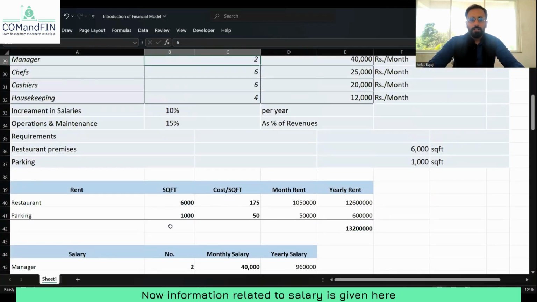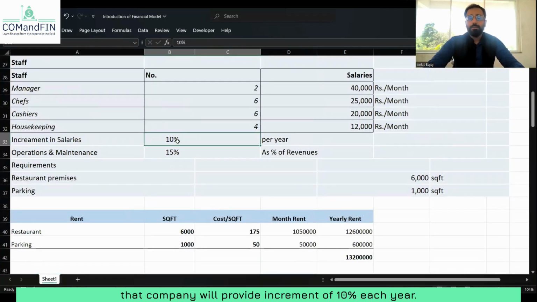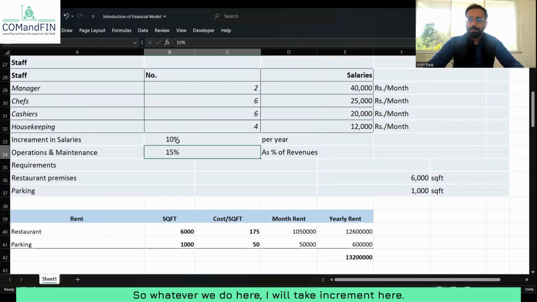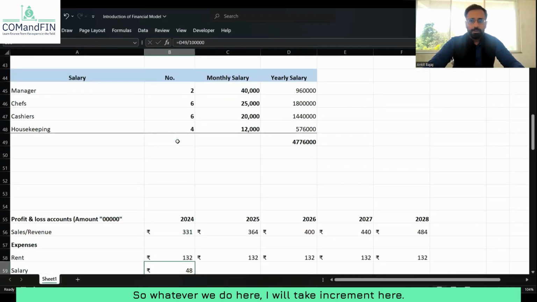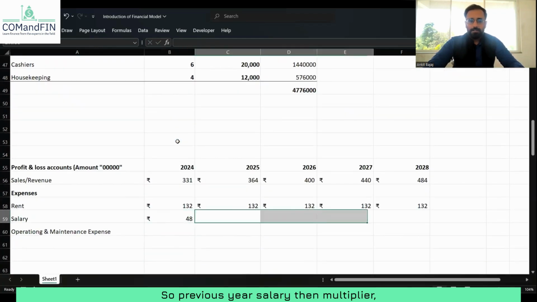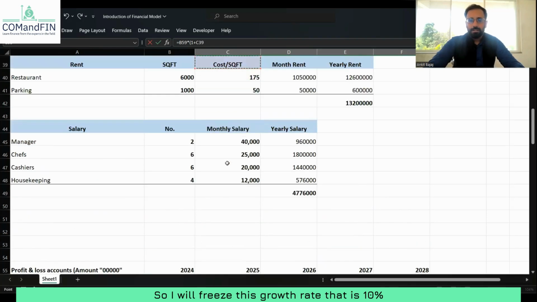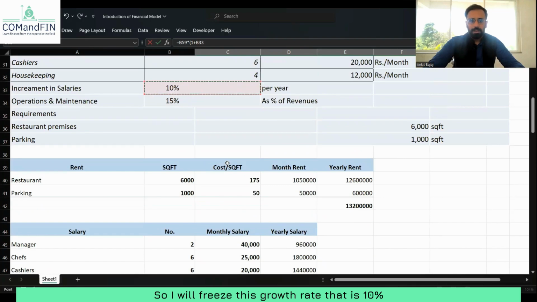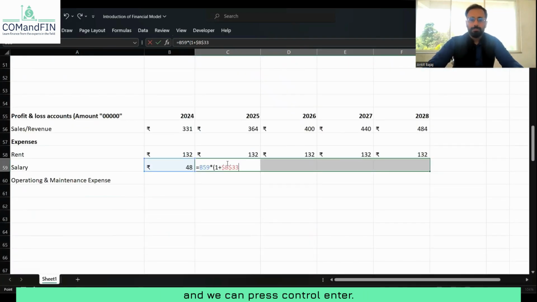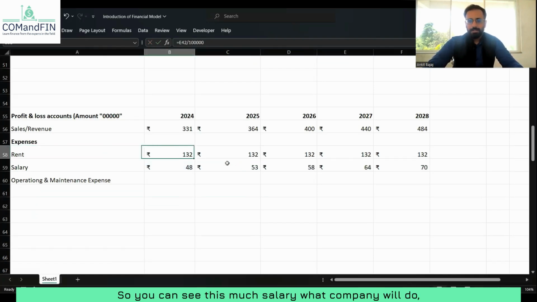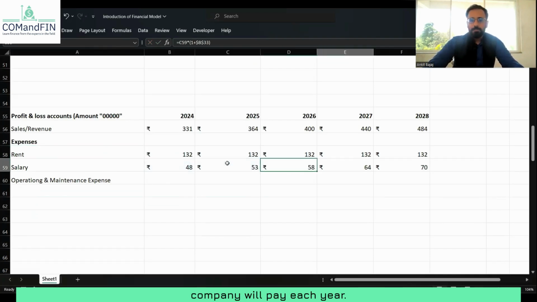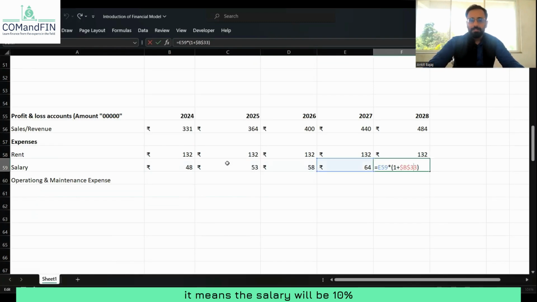Now, information related to salary is given here, that the company will provide an increment of 10% each year. So what I will do here is take the increment. Previous year salary, multiplied by 1 plus growth rate, right? The growth rate is given here, that is 10%. So I will freeze this growth rate, that is 10%, and we can press Control Enter. So you can see this much salary the company will pay each year. Simply, I have taken the growth rate here. It means the salary will increase by 10% each year.